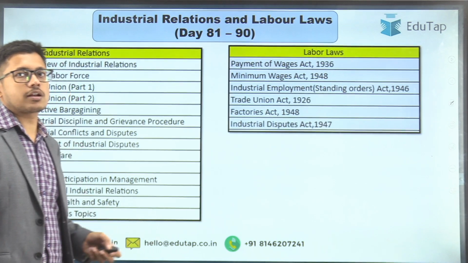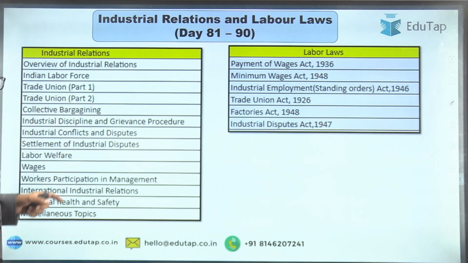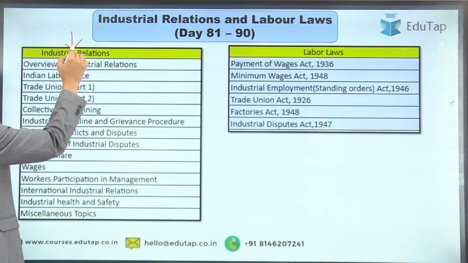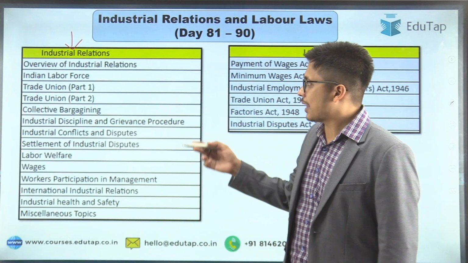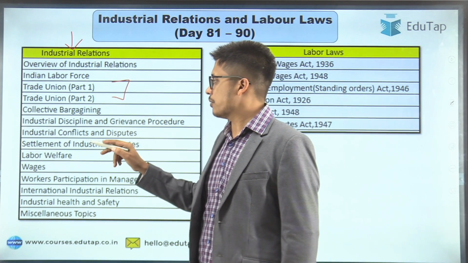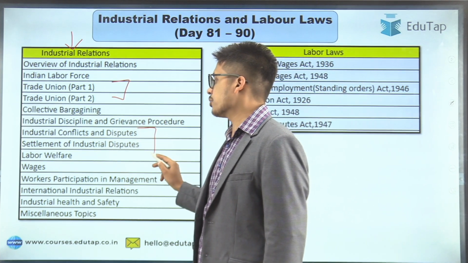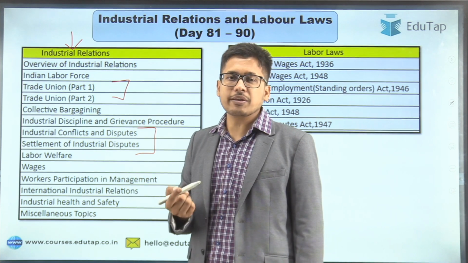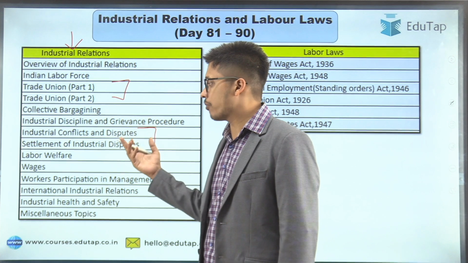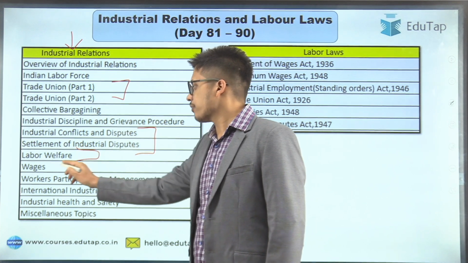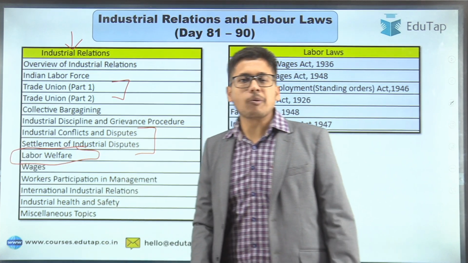After this comes your industrial relations and labor laws. Industrial relations, in this particular topic, we have identified these chapters that are important. Out of these, I would say that the trade union part is very important. Then industrial conflicts, disputes and settlement of industrial disputes, this is very important. And looking at the nature of the examination, we expect that questions will be from this topic. Labor welfare. Labor welfare is a very important part.